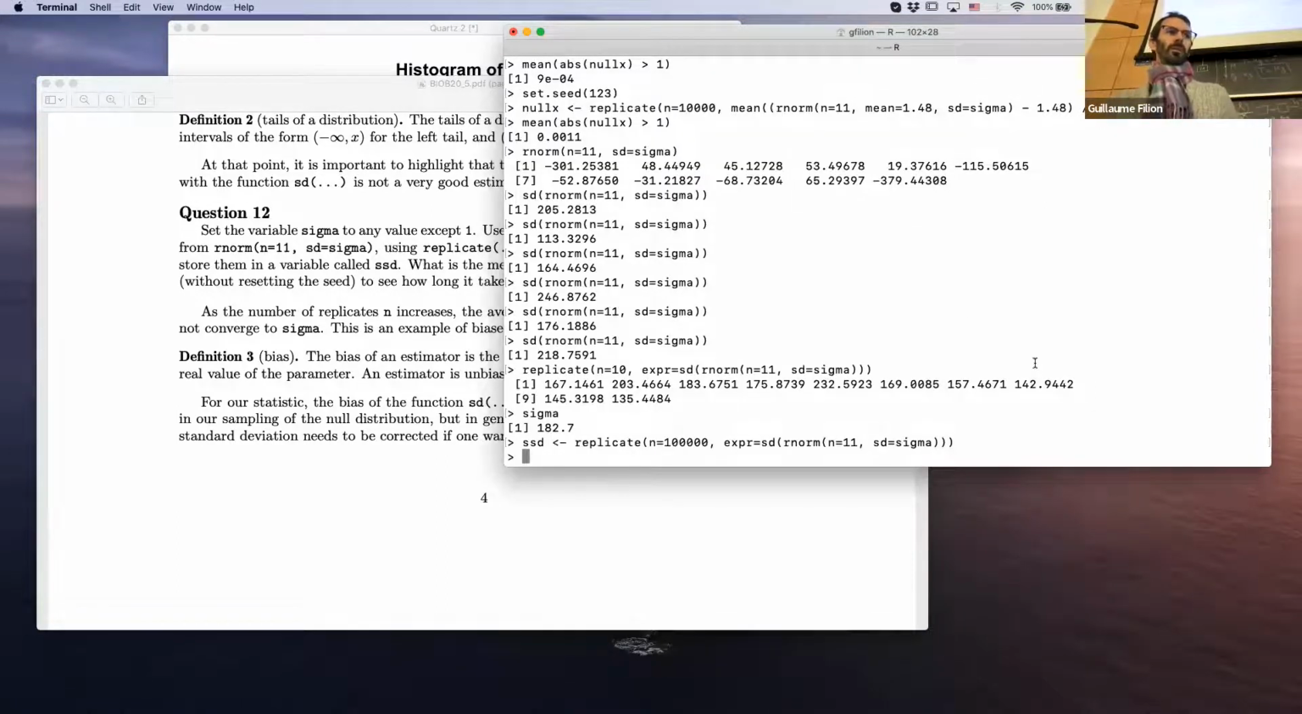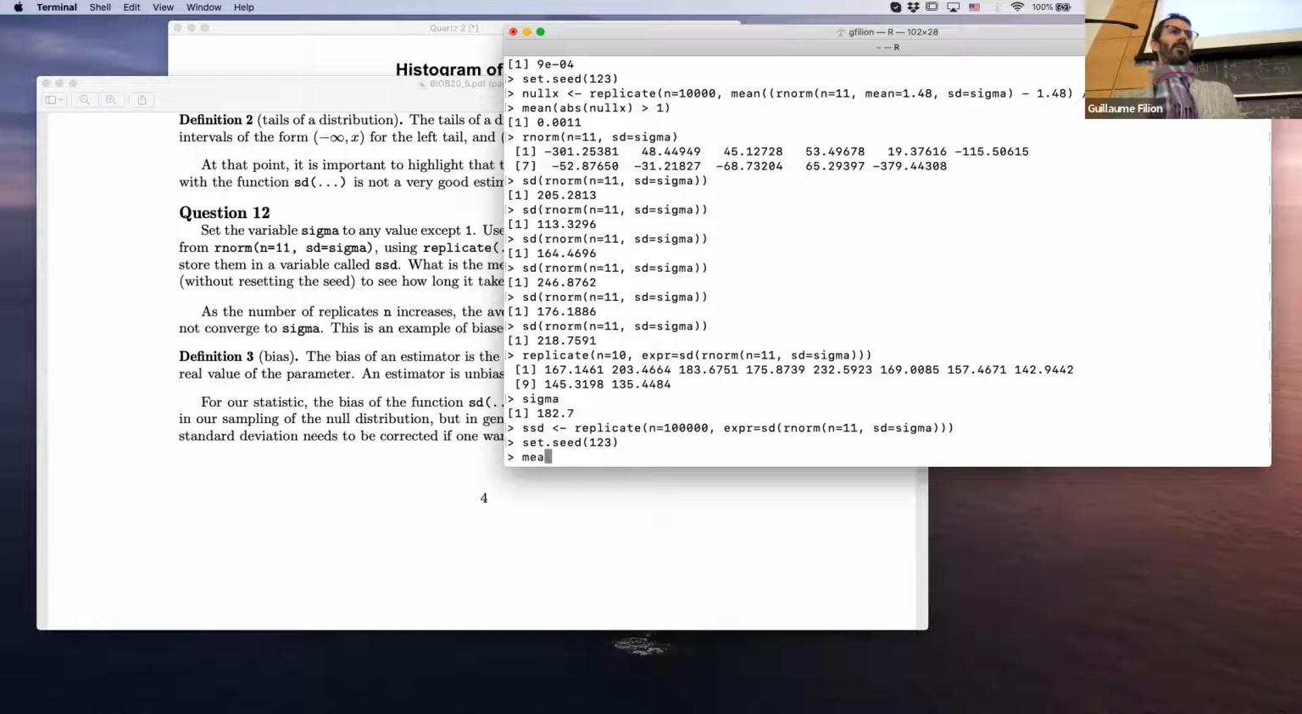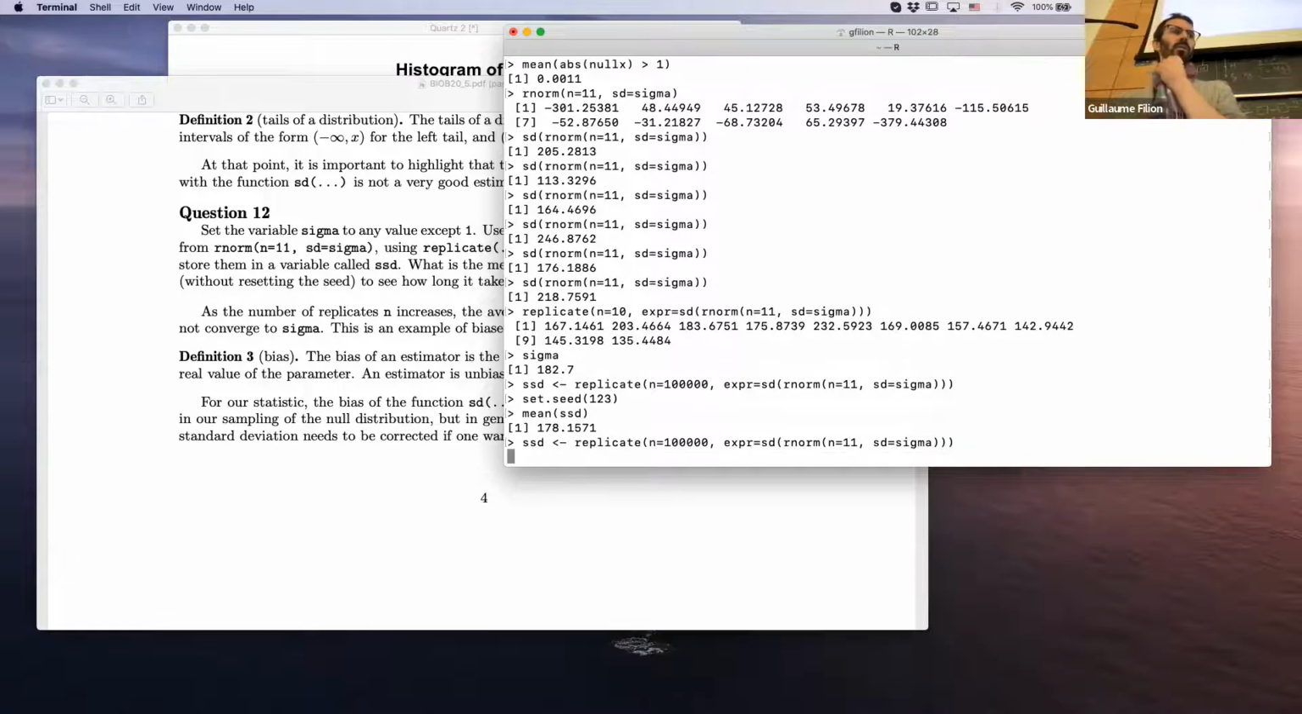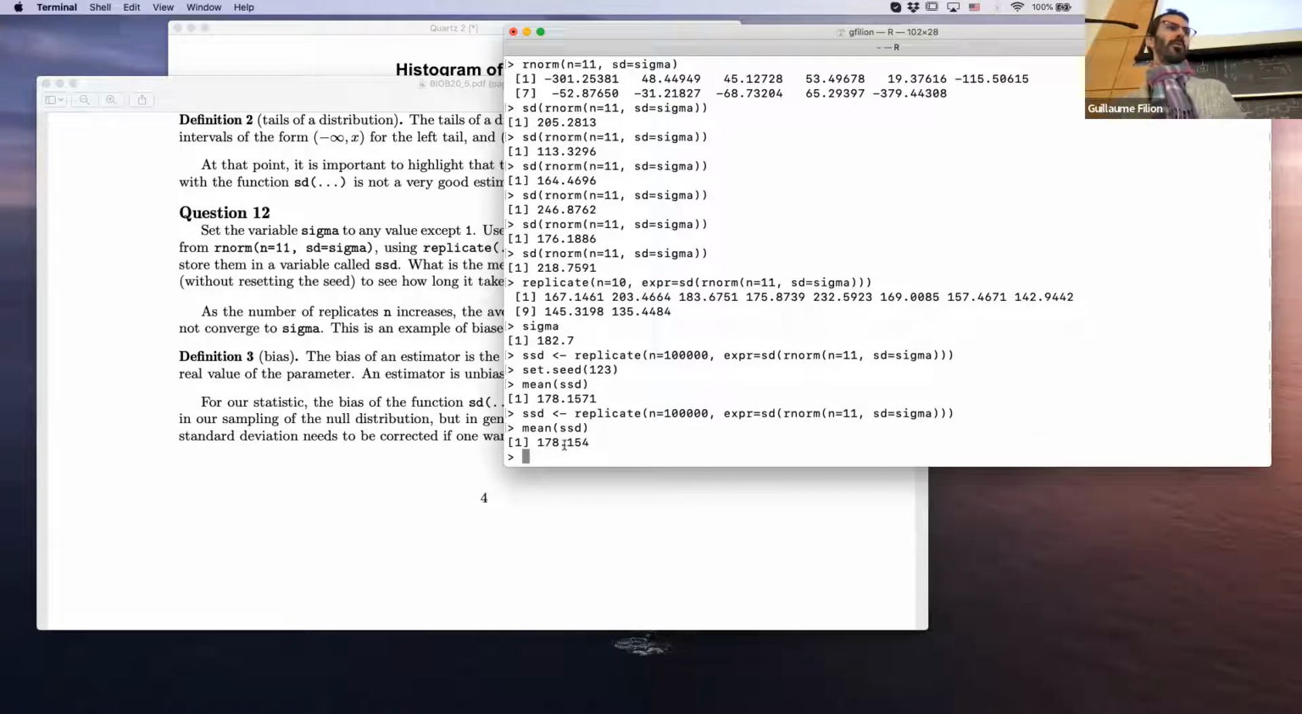All right. So set seed 1, 2, 3 here. The mean of SSD that I had is 178. Remember that the target is 182. I reset the seed, so here we go. I'm recomputing SSD, and I will keep this value in my computer for later questions. If I compute this, it's 178 point something, pretty much the same as before, and again, below the target.